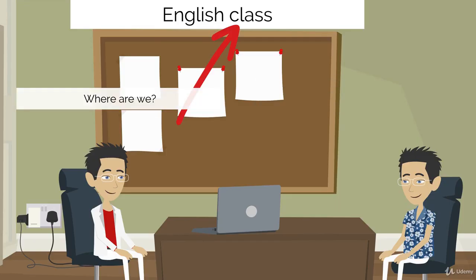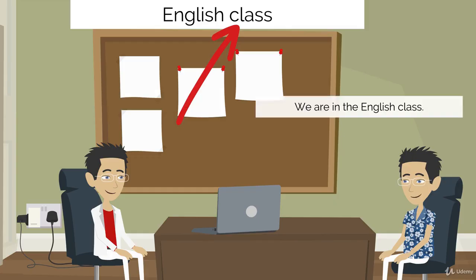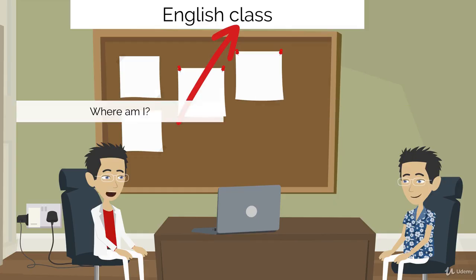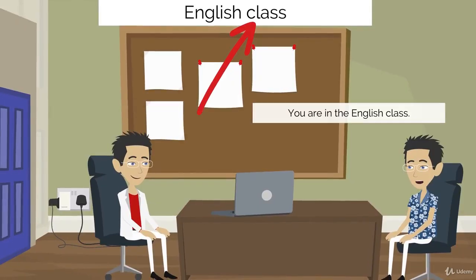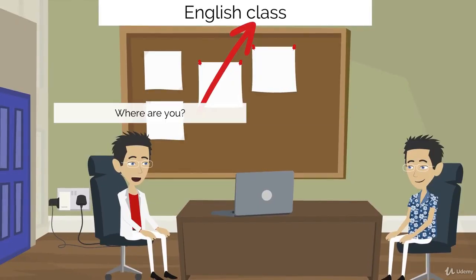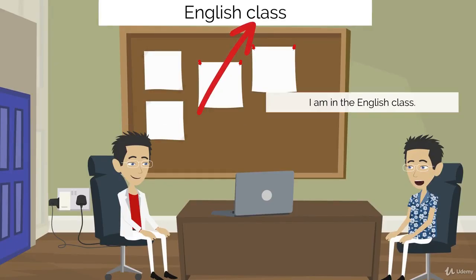Where are we? We are in the English class. Where am I? You are in the English class. Where are you? I am in the English class.